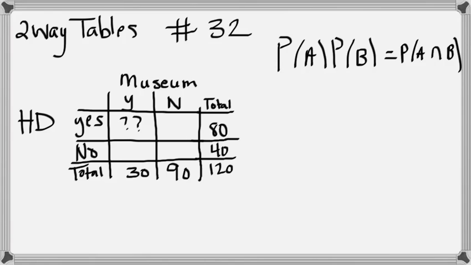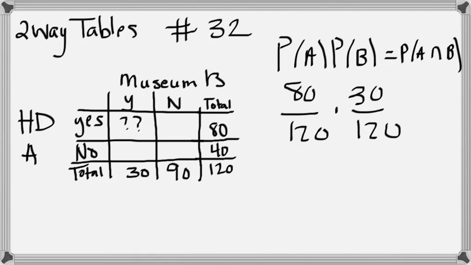So let's look at our Venn diagram. Let A be our Home Depot people, and we'll let B be the museum. What's the probability or the percentage of people that went to Home Depot out of my 120 people? At Home Depot, we had 80 go. What is the probability or the percentage of museum people? How many people went to the museum? 30. 30 out of 120.